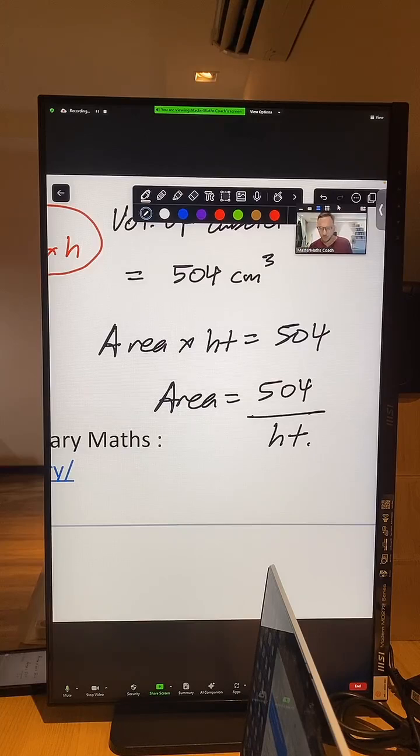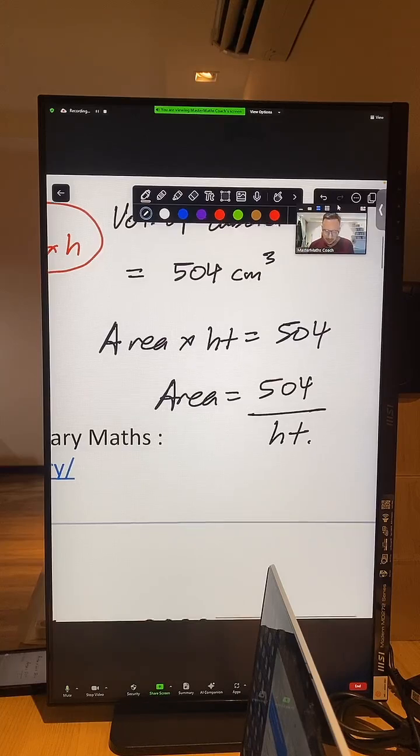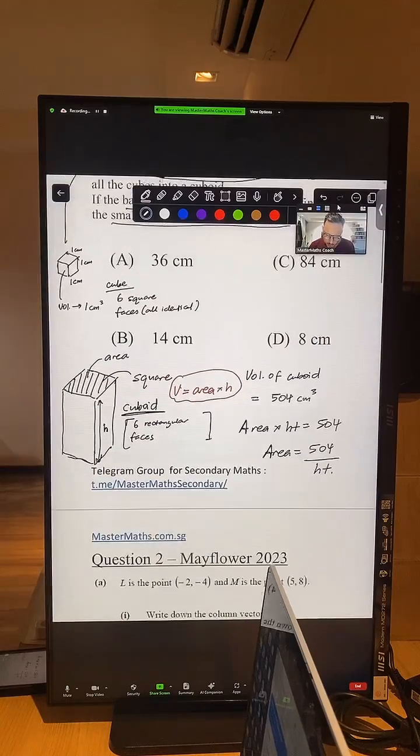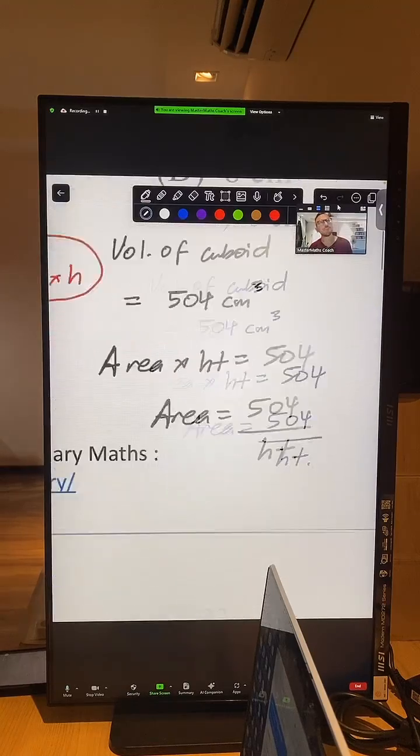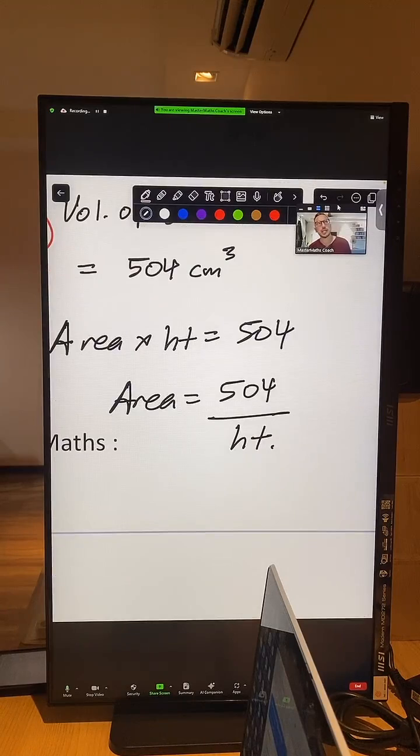So now they want to know what is the smallest possible height of the cuboid. Now, this question is related to your prime factorization. In prime factorization, guys, sometimes they will give you this kind of question.